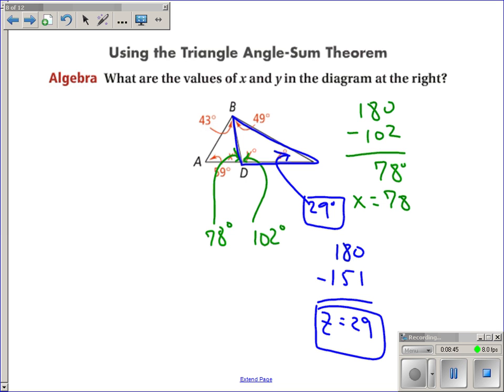I think the question was find the values of x, y, and z. Here's x, here's y, and there's z. Okay, so just using the idea that the measures of the angles add up to be 180 degrees.